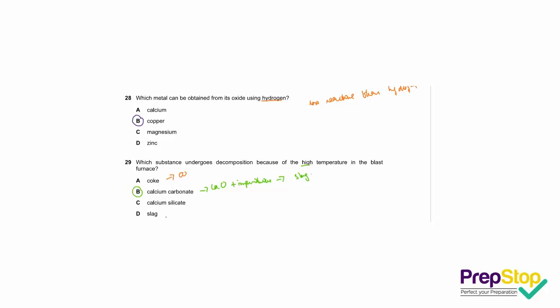Option C and D are calcium silicate and slag. Both of these are actually the same, and we see that they are formed in the blast furnace and are not decomposed. So since they are products of reaction, they are not decomposed, they are only filtered off. So the correct answer for this is option B.